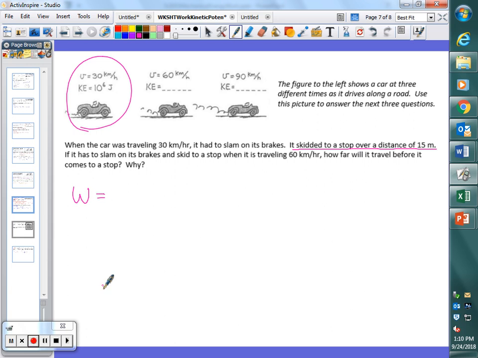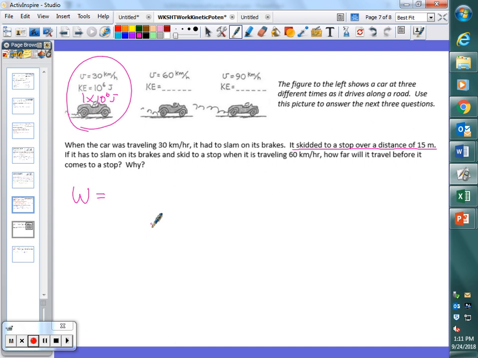how much work do we have to do? Well, that's not the right answer. That's why I'm not going to ask you. All right. So, how much kinetic energy does this car have when it's traveling at 30 kilometers per hour? 1 times 10 to the 6 joules. When it comes to a stop, how much kinetic energy does it have now? 0.